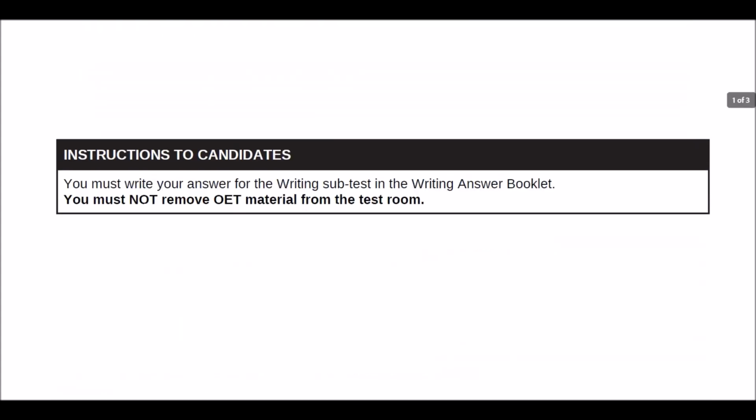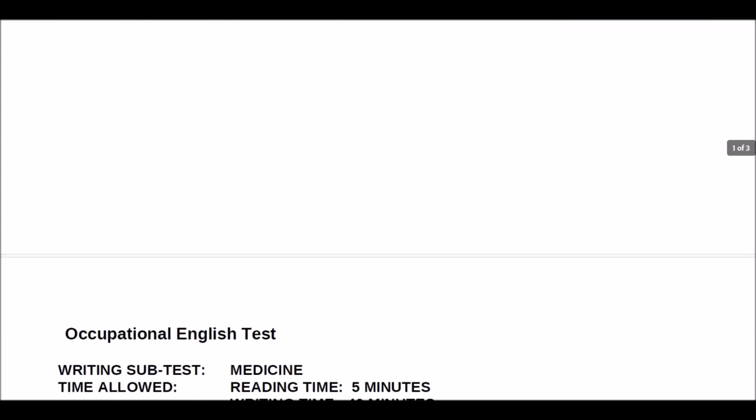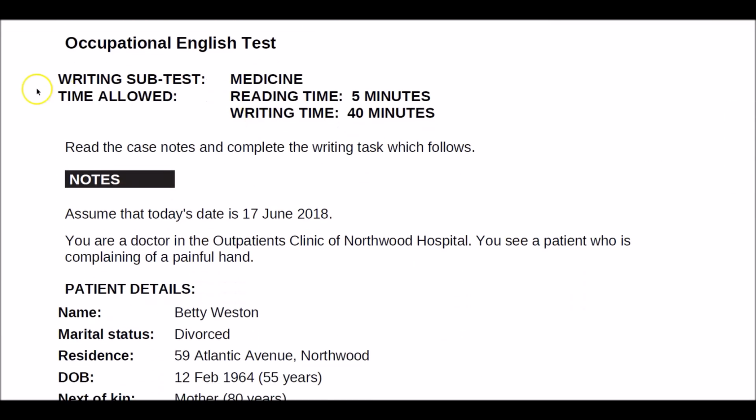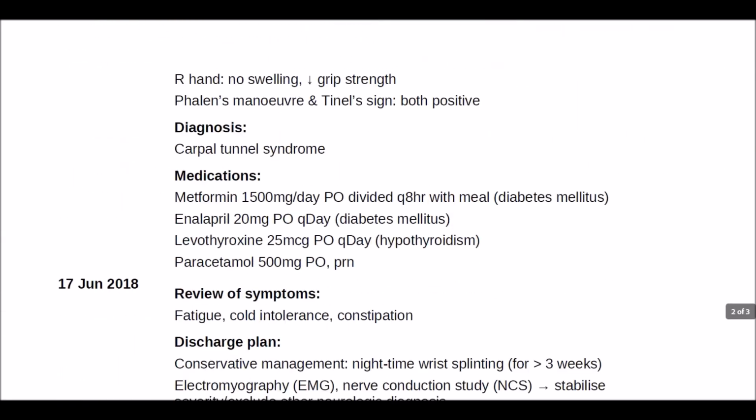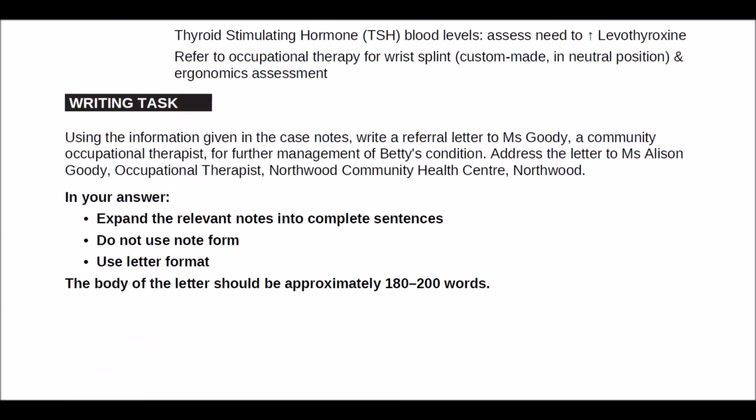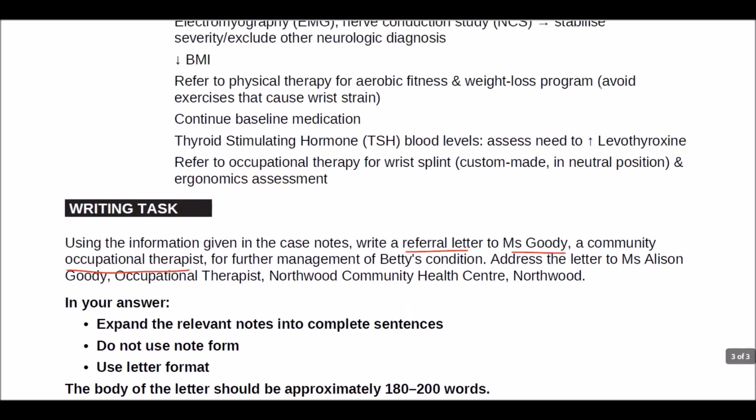Okay, here are the notes. Let's have a scroll through. The usual OET notes, you can see them here. They tell you the reading time, writing time, today's date, and who you are. So go to the task first. Using the information given in the notes, write a referral letter to Miss Goody, community occupational therapist, for further management of Betty's condition. Okay, so let's have a look. What do we have to do?